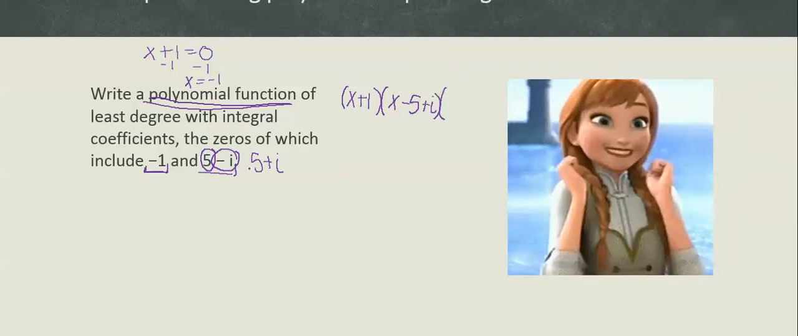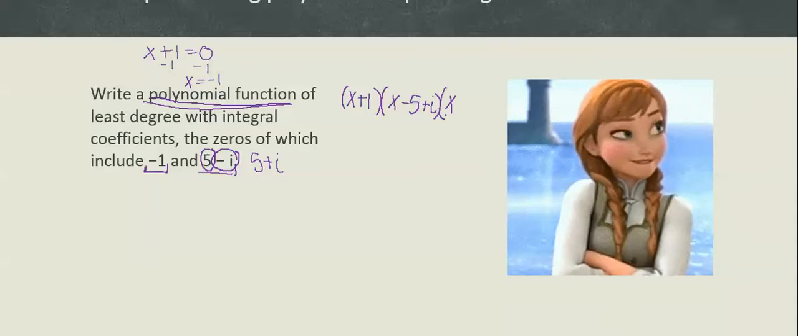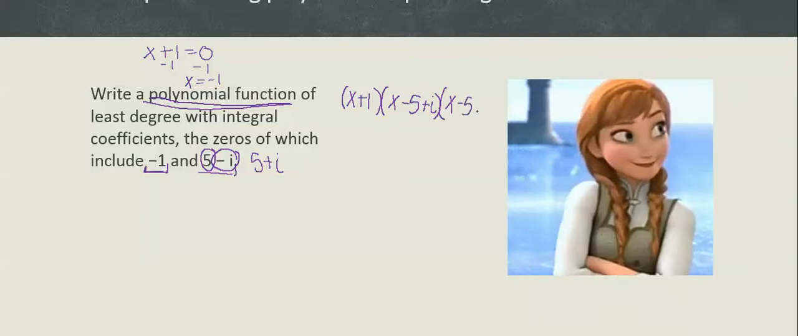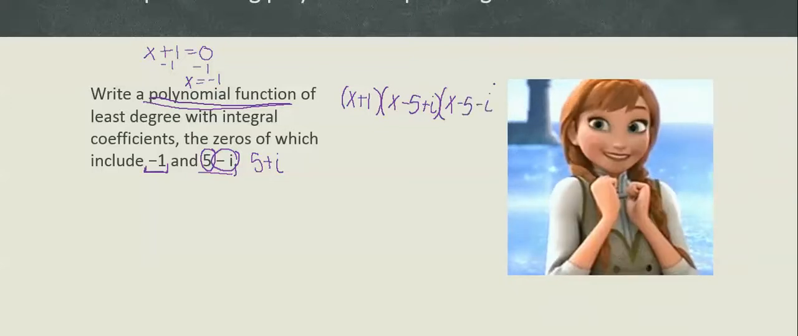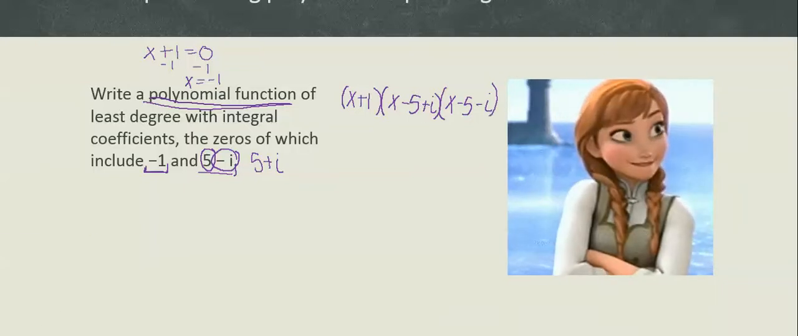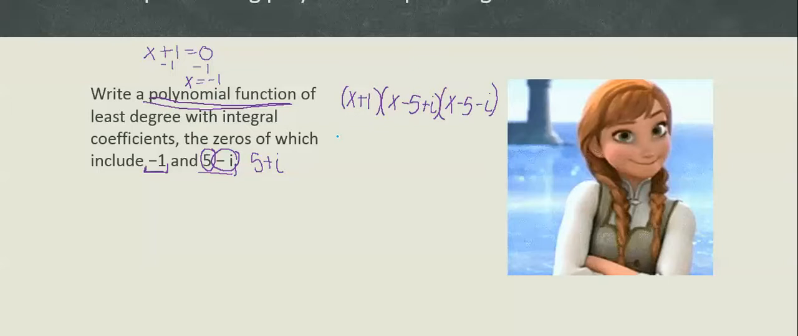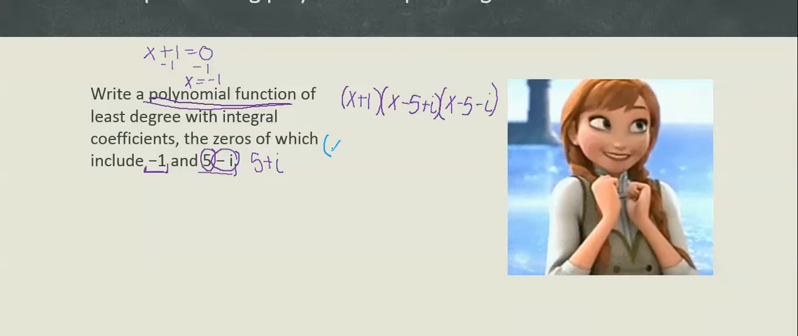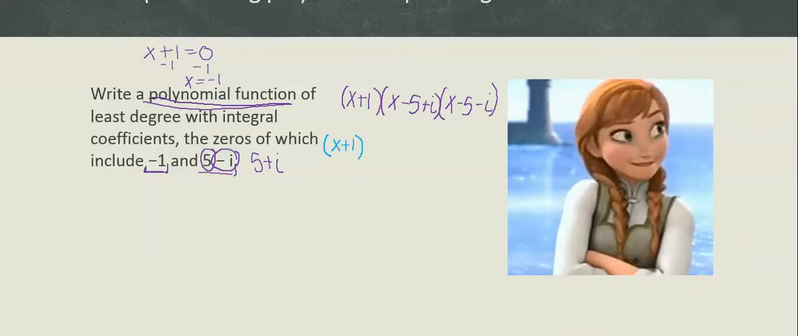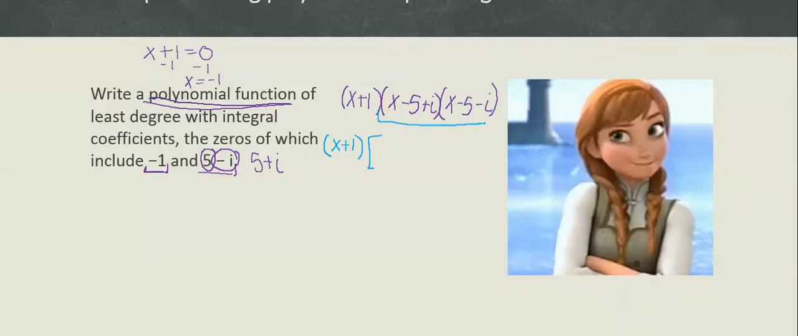Then I need my last one. So I'm going to say x. The opposite sign of a positive 5 is a -5. The opposite sign of a positive i is a -i. Okay, so all I did for the first step was just rewrite it in factored form. Now I need to go ahead and try to make this a little bit simpler. So I'm going to leave my x plus 1.